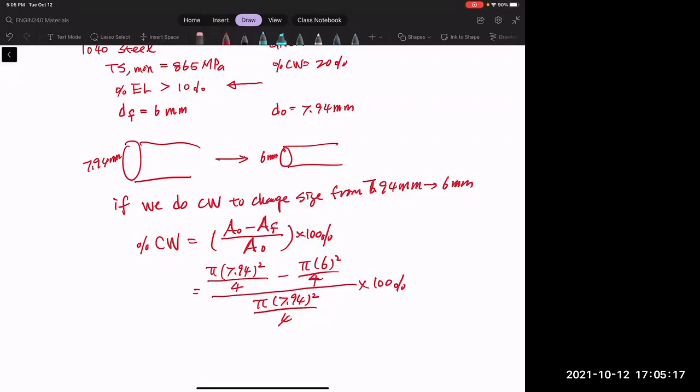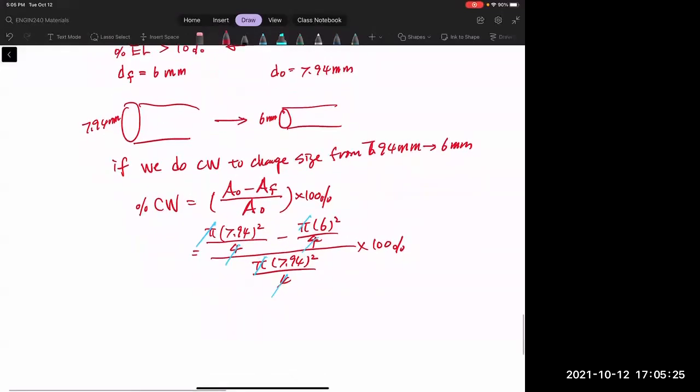Now you can see a lot of things can cancel out, the pi and 4. You can cancel them out. Then the rest of the thing is just a bunch of numbers. Then you do the calculation. It turns out this one to be 75.1%.